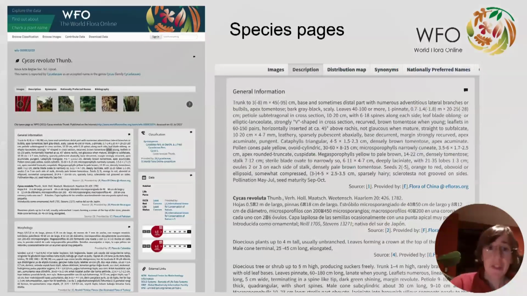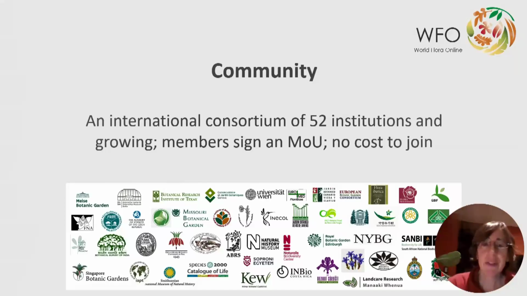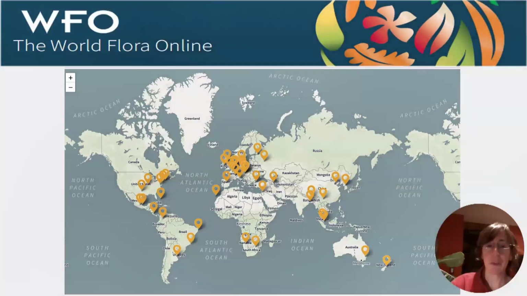The species pages compile the descriptive information, and the information that's fed into the species pages is provided by our consortium members. This brings us to the community aspect of WFO. We're an international consortium of 52 institutions and growing. Members need to sign a memorandum of understanding, but there's no cost to join. We have consortium members located on all continents, but we are doing continuous outreach to increase membership.